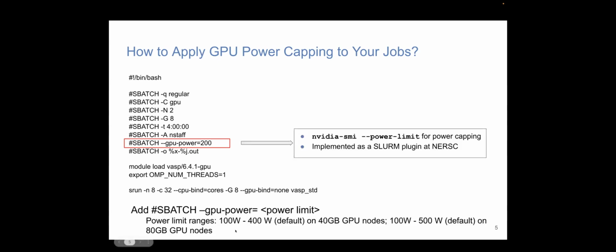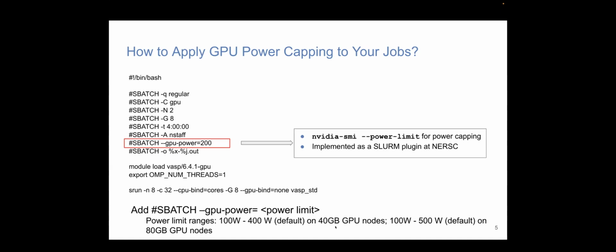So next, I just want to tell you how you can apply GPU power capping to your job. This is the script you can use. Other than the normal job script, all you need is to request one directive like this: --gpu-power equal to the desired power limit you want to run. The desired limit can be chosen from 100 to 400 watts. Any number in between you can put here.